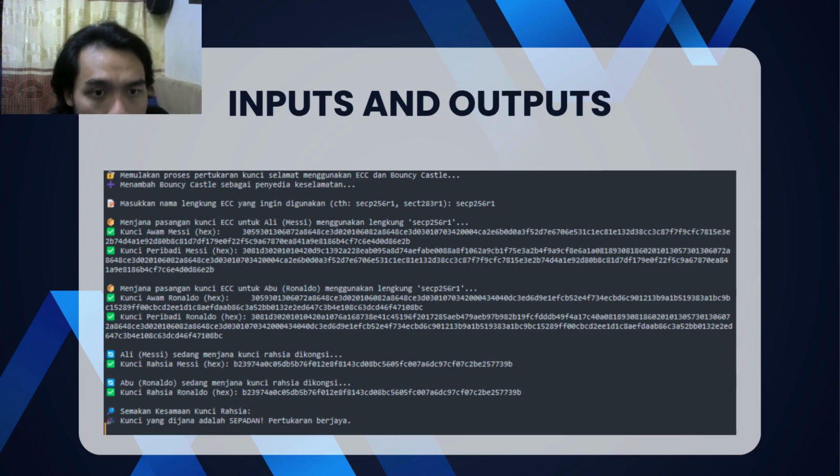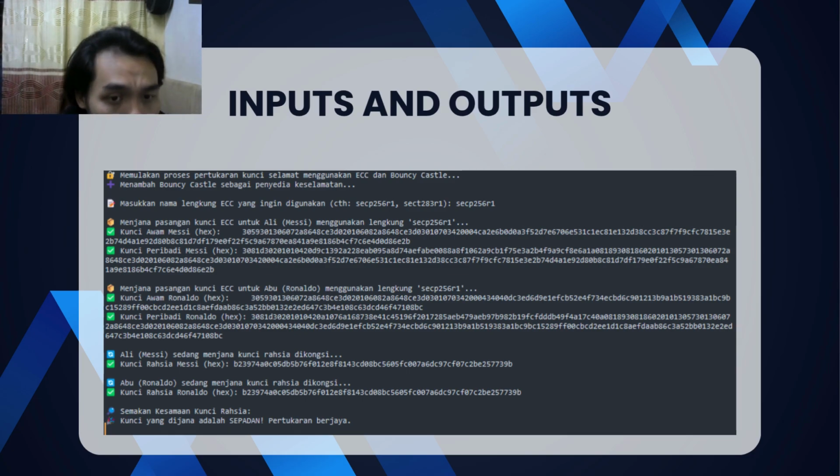And from there, we have to generate the ECC key pair for both parties. In this circumstance, we call the first one Messi, using the curve that we just typed before, which is SECP256R1, where we will fetch his public key hex number and also his private key hex number.